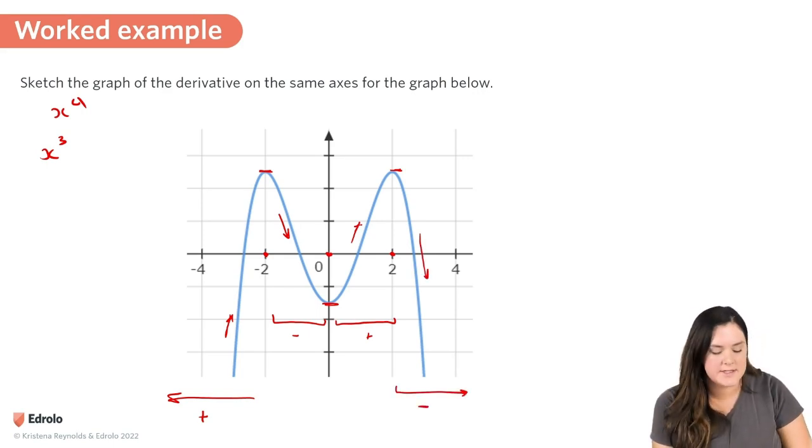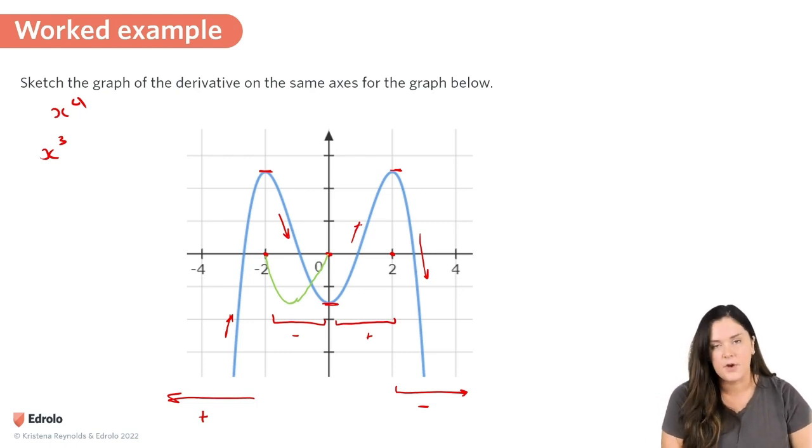Now what we're going to do is fill in the general shape of our cubic here. So as we know, from -2 to 0, we have negative gradient. So that means from this point to 0, our graph should be below the x-axis. And then from 0 to 2, we have positive gradient. So it needs to be above the x-axis.